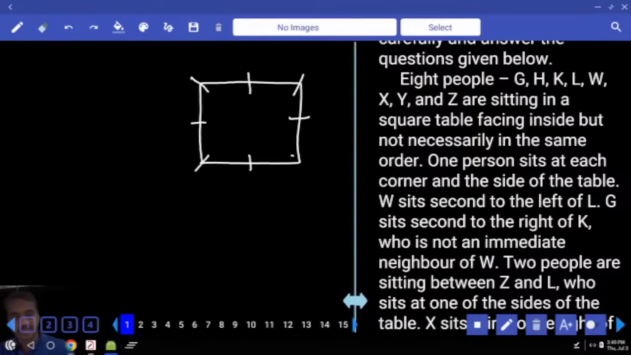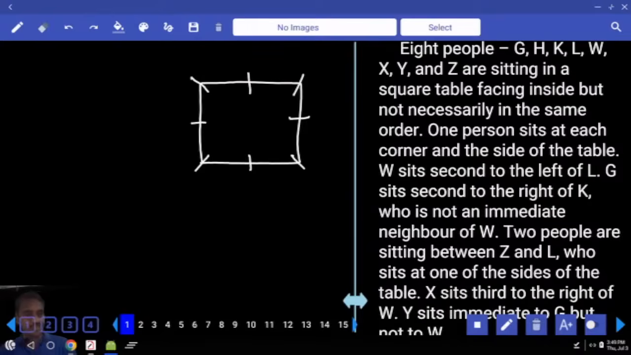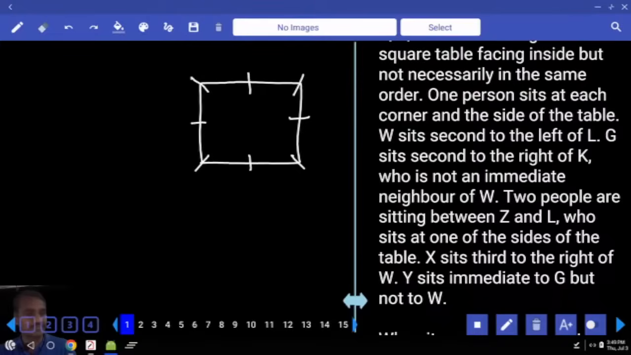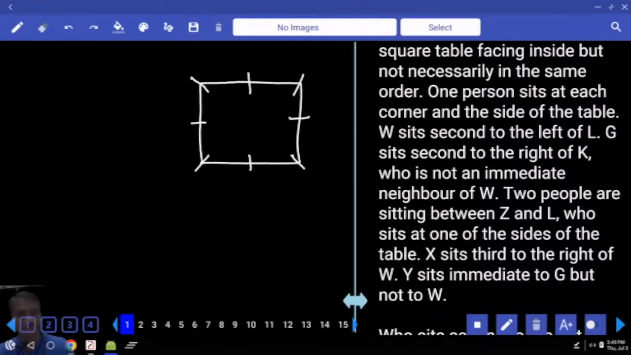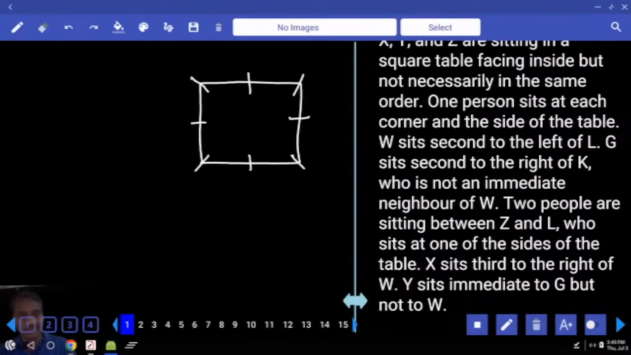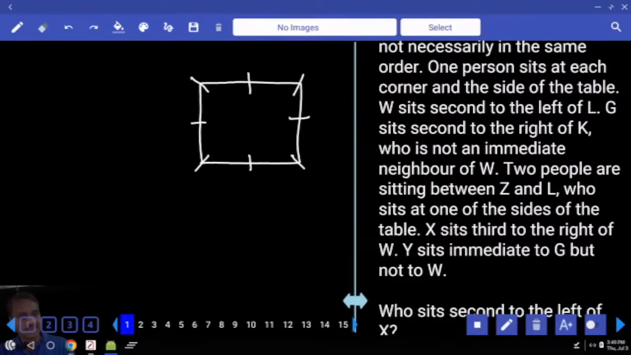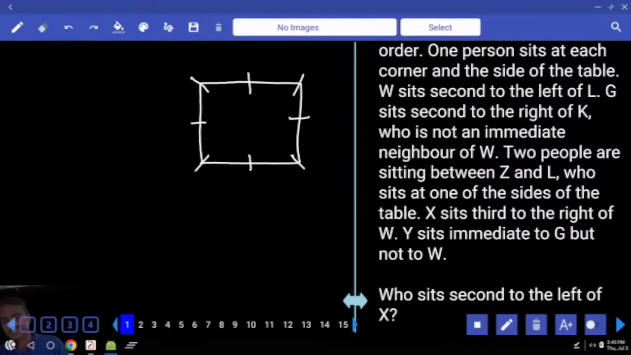Eight people are seated around a square table facing inside, but not necessarily all the persons are facing inside. One person sits at each corner and at the side of the table. W sits second to the left of L. If L is here, W is here. That is one possibility. Then what is the second possibility we have?